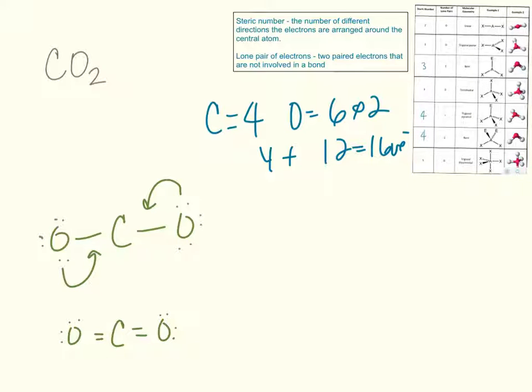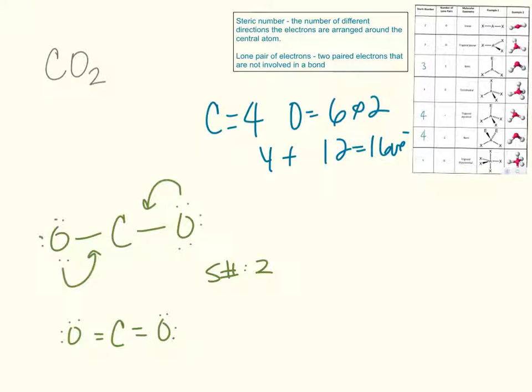And now, in order to find the molecular geometry, or the shape of this, we're going to have to count the steric number. And the steric number is the number of different directions the electrons are arranged around the central atom. So carbon is our central atom, and the electrons are arranged in 2 different directions. They're arranged here, and they're arranged here. And so my steric number is 2.